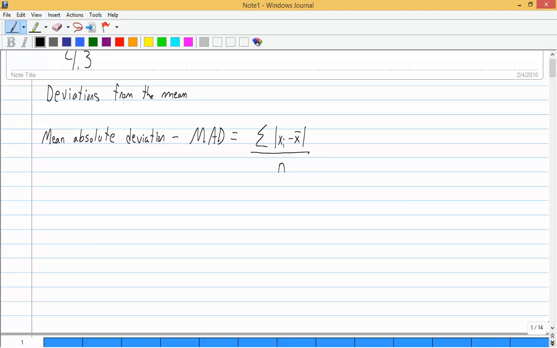Alright, and this formula is kind of similar to what we're going to go over in just a second. So it is related to the variance or standard deviation, but it's just a little bit different. You have an absolute value there. Alright, so the big topic of today is variance and standard deviation.